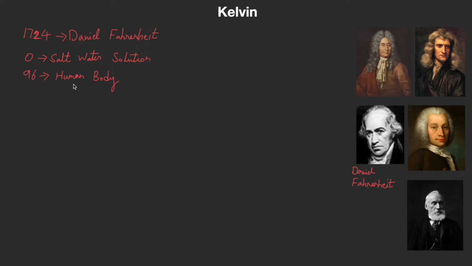But these points were actually changed in 1736 after Fahrenheit's death. Fahrenheit died in 1736, and these points were changed. So the points were changed to the freezing and boiling point of water, not a salt water solution, only water. When Daniel Fahrenheit died, then in 1736 they changed these reference points.